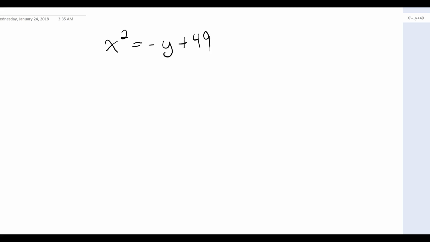For this problem, we want to find the x and y intercepts for x squared is equal to a negative y plus 49. Now remember that the x-intercept is where y is 0. Okay? So that means I'm going to plug in 0 for my y. I'm going to keep everything else to start with.